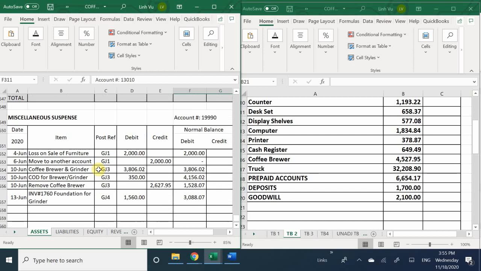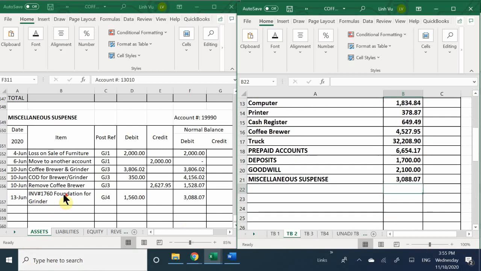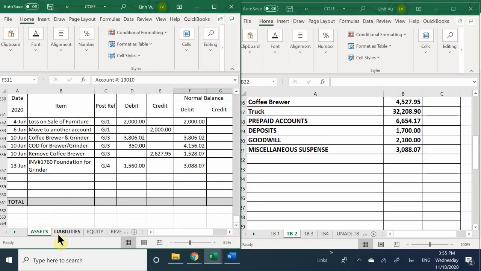And then lastly, our last account here is miscellaneous suspense. Do we have an account balance for it? Yes, we do, for this ending trial balance. And for what amount is my miscellaneous suspense? 3,088.07. Good. 3088.07. Good. So now that we completed our assets, the next section we have to do is our liabilities.